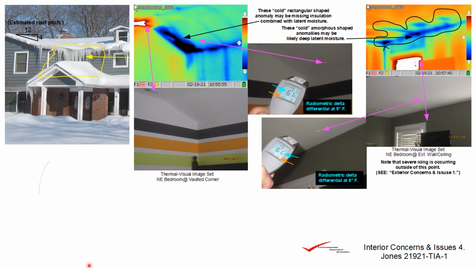All right, now this is basically inside the house, and forget all the rest of the stuff on there. Just go with me on this. Right here it says, these cold amorphous-shaped anomalies may be likely deep latent moisture. I should have just said they're ice damming, because as the note down there says, note that severe icing is occurring outside this point, and that point is right there. You can't even see the window. It's blocked so much by the icing. Get it?